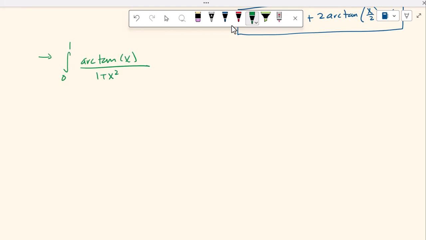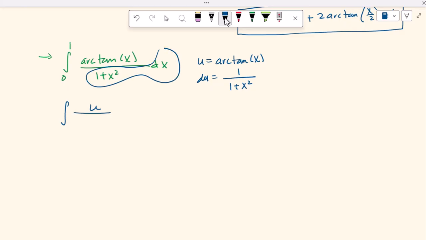x squared dx. So for this one, I can't integrate arctan, so it has to be my u. So let's let u equal arctan of x. Du is 1 over 1 plus x squared, because that's the derivative of arctangent of x. And in this case, I have all that. So when I rewrite this, I'm going to drop my limits of integration. So I have u, and then all of this is my du.